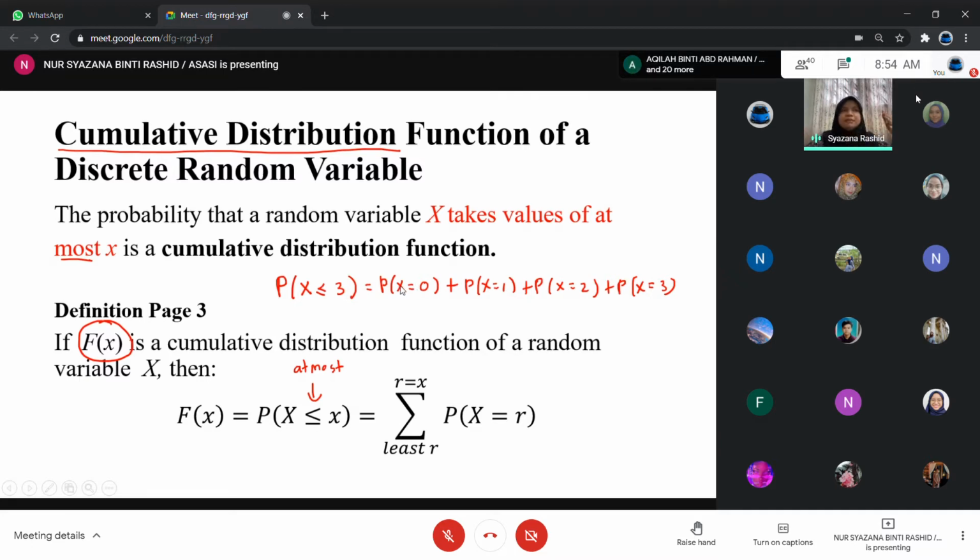Cumulative tu dia ambil daripada awal sampai berapa you nak. Okay, kalau you kata F8 maksudnya at most 8. Paling banyak 8. So daripada awal sampai, kalau at most 5, okay, the maximum is 5. Okay, you ambil daripada awal, consider probability daripada awal sampai 5. Okay, sebab tu dia kata summation of least r. Least r ni maksudnya nilai paling kecil yang ada dekat nilai x tu sampai you punya maximum.